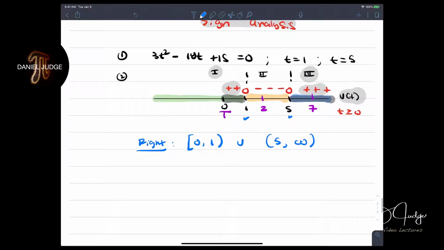And sometimes in the book they'll say 0 less than or equal to t, maybe less than 1, or t is greater than 5, just so you guys know. I got to do a better t.